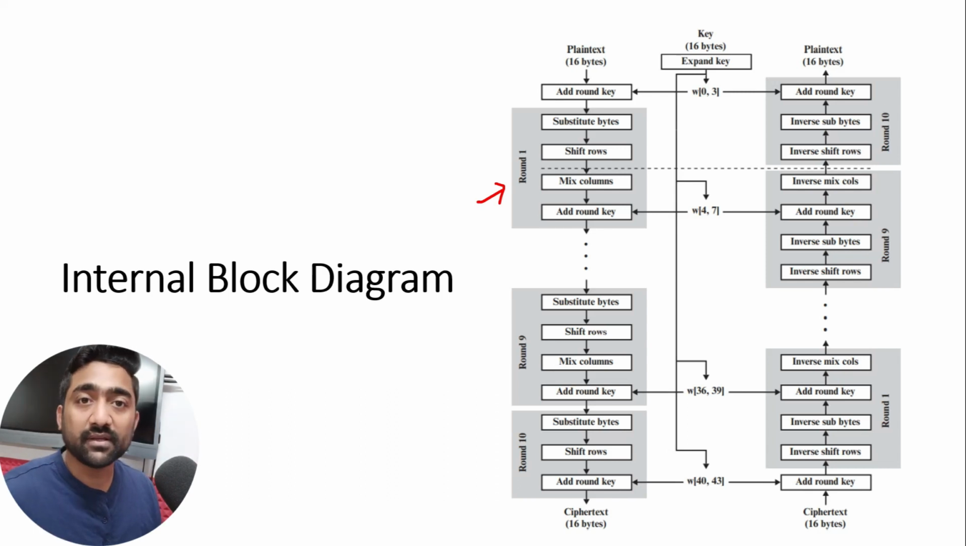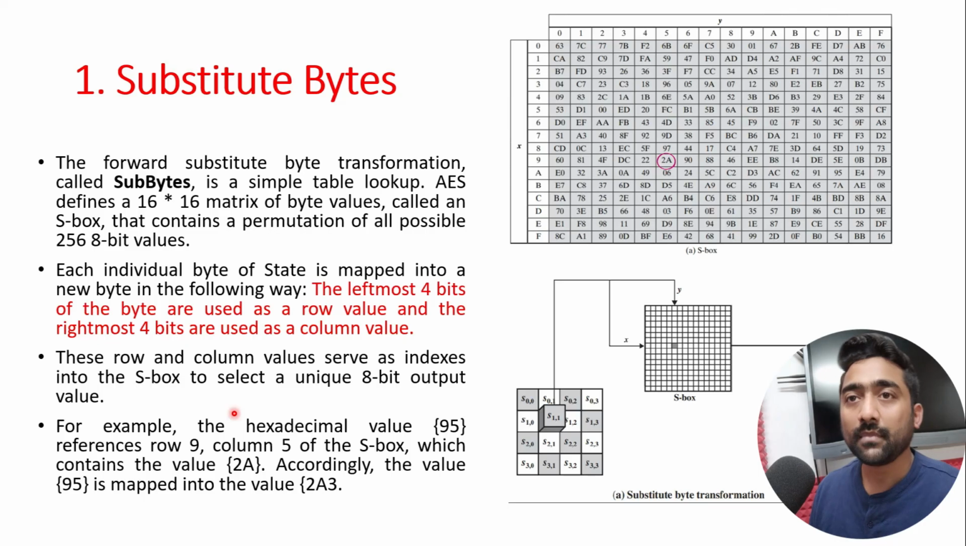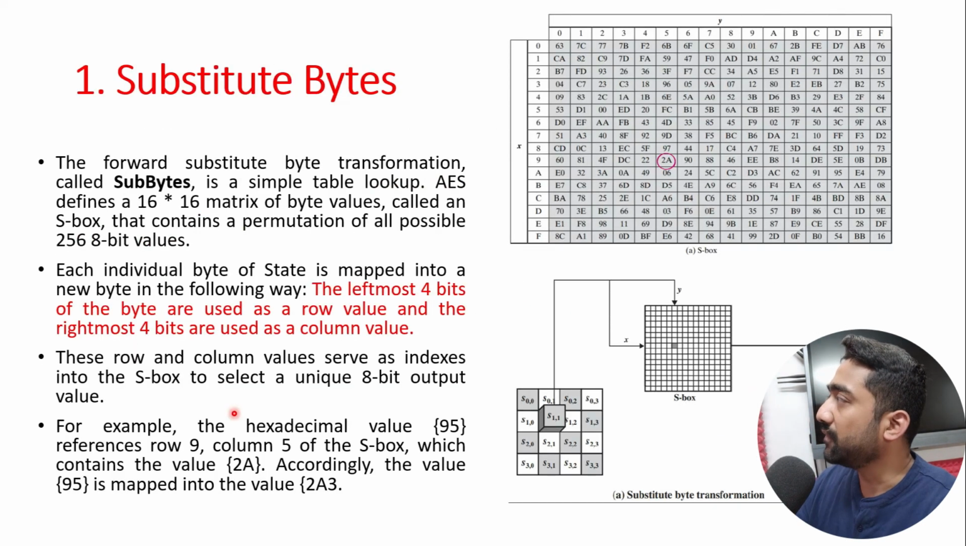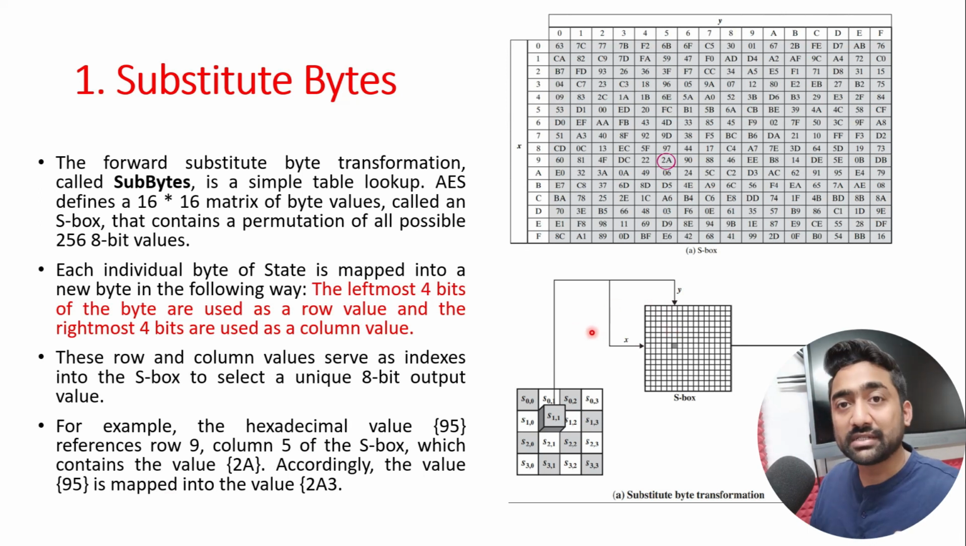So let's start with the very first transformation of round number 1, that is substitute bytes. Now what actually happens in S-box substitution is it consists of a standard S-box. This S-box is of size 16 by 16, as you can see. So we have 16 rows and 16 columns. For example, there is this matrix as you can see on your screens. This is nothing but the initial state matrix.